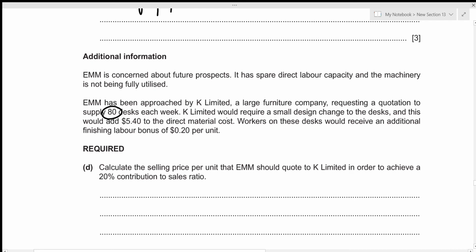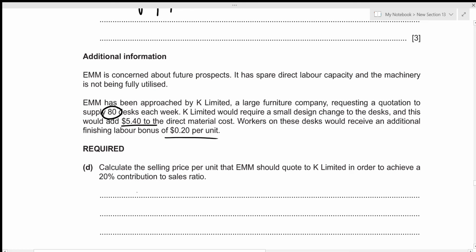K Limited would require a small design change to the desk, and this would add 5.40 to the direct material cost. And workers on these desks would receive an additional finishing labor bonus of 0.20 per unit. So we can see that this bonus labor as well as the direct material costs are actually variable costs. So we just need to add this amount of 5.40 and 0.20 to our already existing variable cost in order to figure out the variable cost that we need to consider while we take upon the request of K Limited.